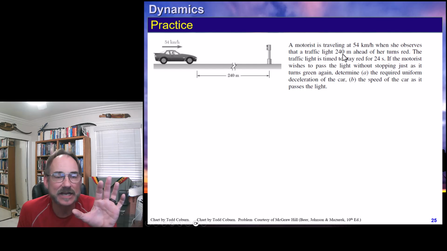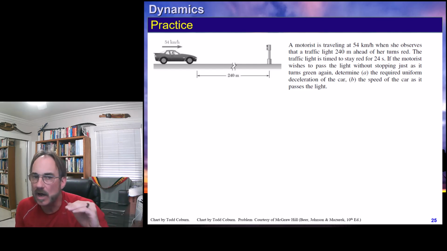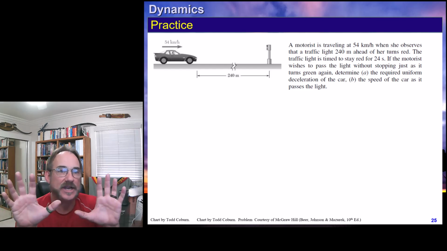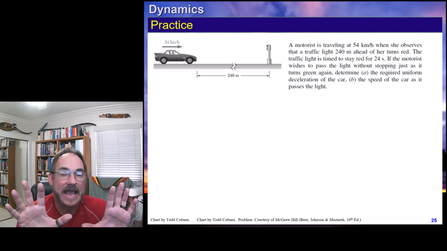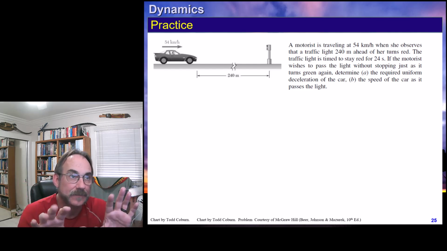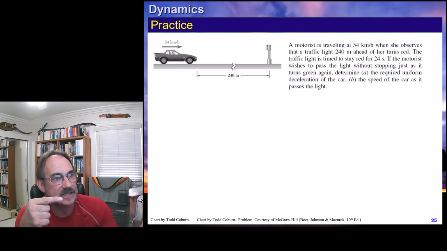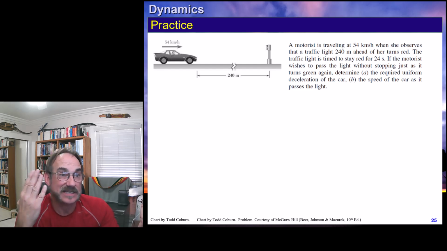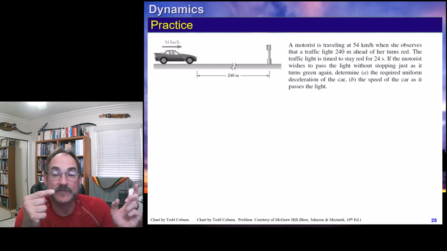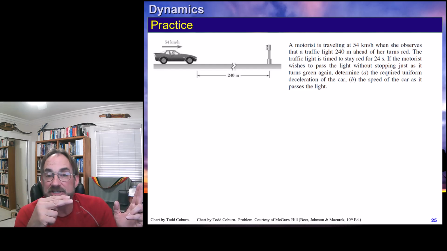Now this looks tricky, but actually all we've got to do is write down what we know, what equation we have, which equation ties these pieces together. Which equation takes the information I have and also has the information I need. So we have a motorist. We're at 54 kilometers per hour, which we're going to write as meters per second. We see a traffic light, and the distance is 240 meters. She knows that it's timed to stay red for 24 seconds. That means from here to here she's got 24 seconds. The change in time is 24. And the motorist wishes to pass without stopping.